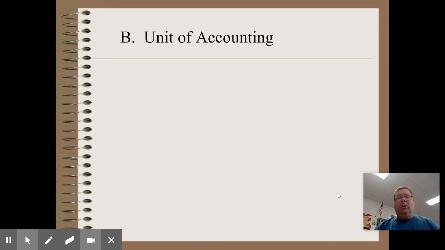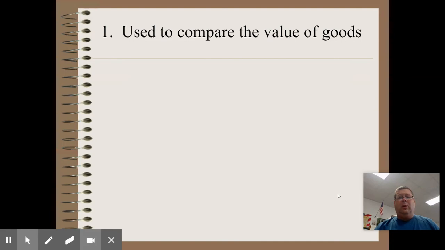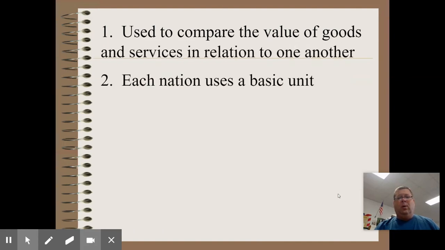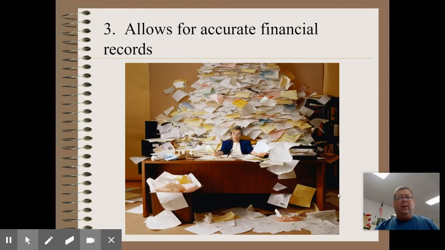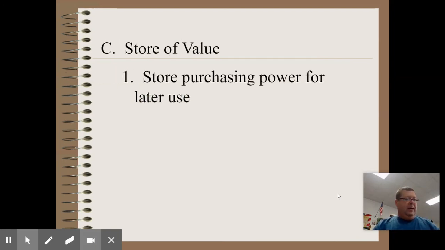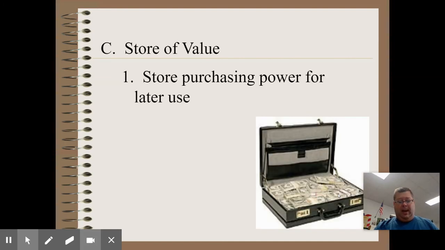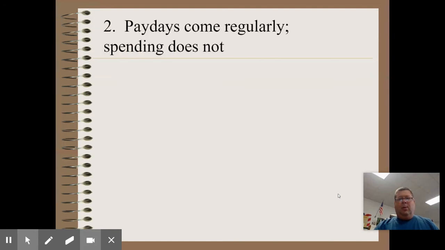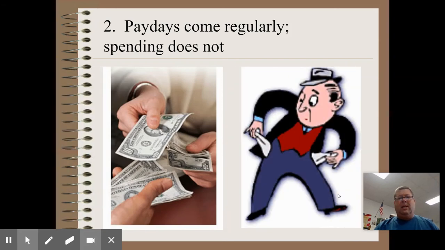Second function of money is unit of accounting. It's used to compare the value of goods and services in relation to one another, and I think it allows for accurate financial records, which money does. And we'll get into that shortly, too. And then the third function of money is to store value, purchasing power. You can save that money and use it at a later date very easily. Paydays come regular, spending does not. Again, that deals with saving money, putting it aside for use at a later time.